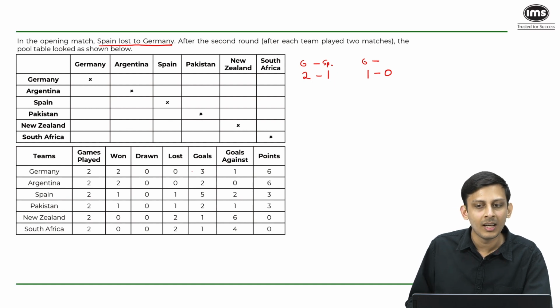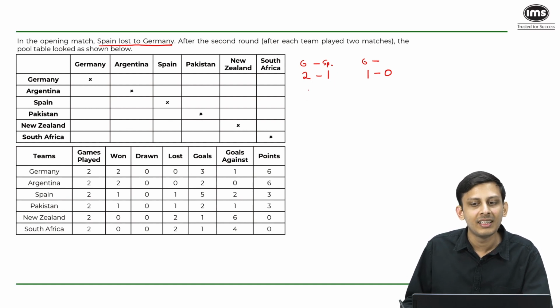Now, what can we do after this? This is just 1 match for Spain, so let us think about the other match for Spain. We know that Spain has won 1 match and lost 1 match. This is the match that Spain has lost against Germany, so the other match Spain will be winning. And if you look at the number of goals scored and conceded by Spain, Spain is scoring 5 goals in total in the 2 matches.